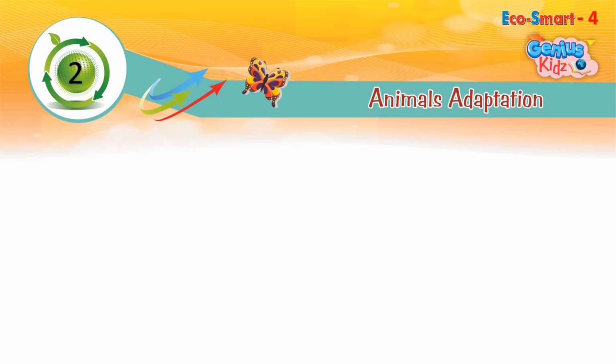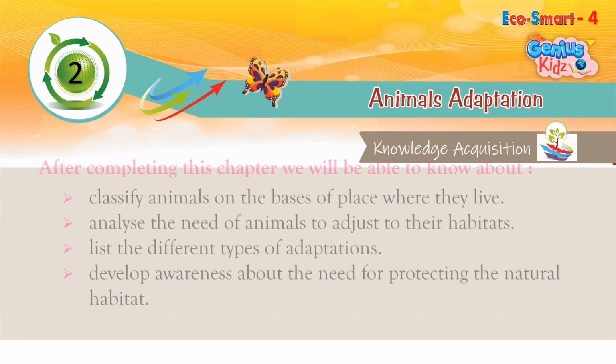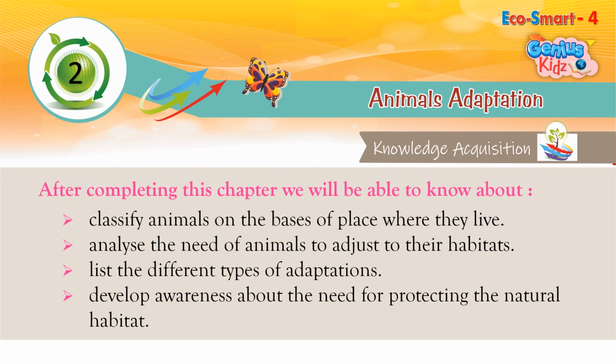Lesson 2. Animals Adaptation. Knowledge Acquisition. After completing this chapter, we will be able to classify animals on the basis of the place where they live, analyze the need of animals to adjust to their habitats, list the different types of adaptations, and develop awareness about the need for protecting the natural habitat.